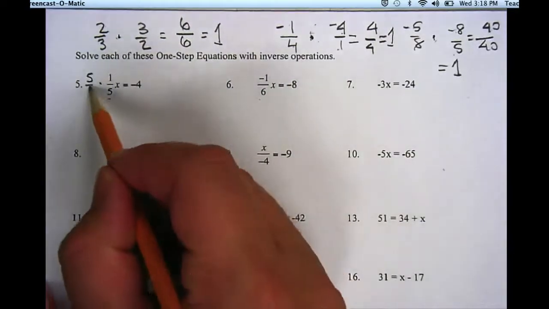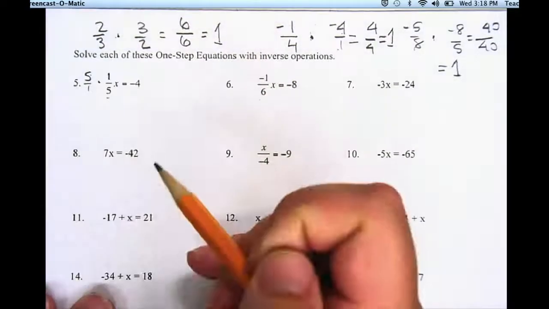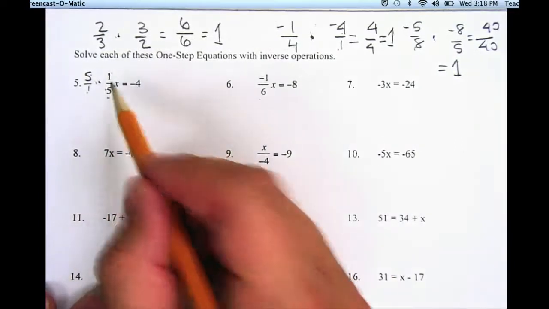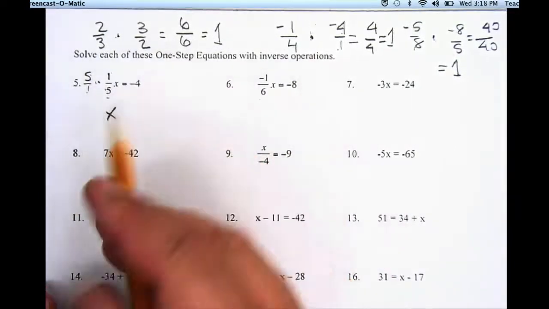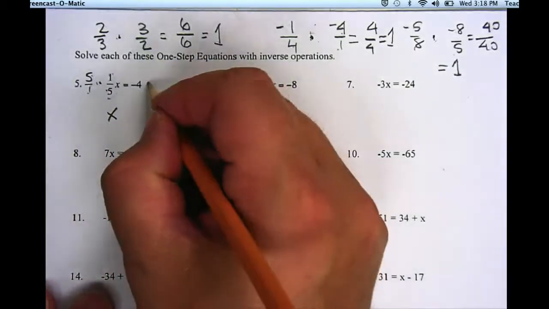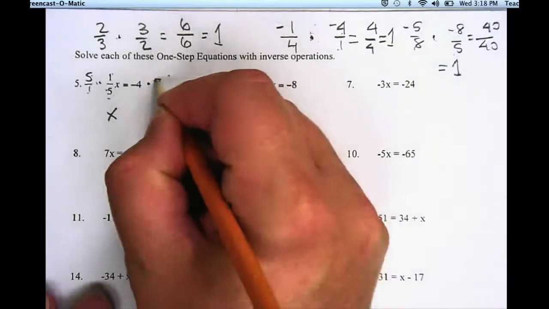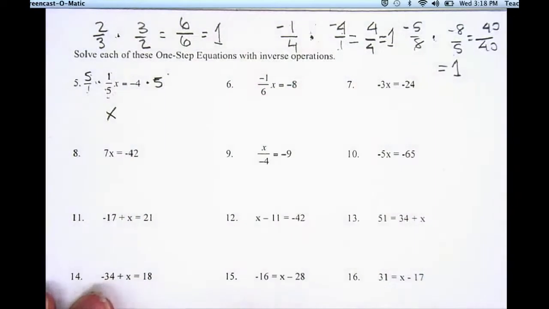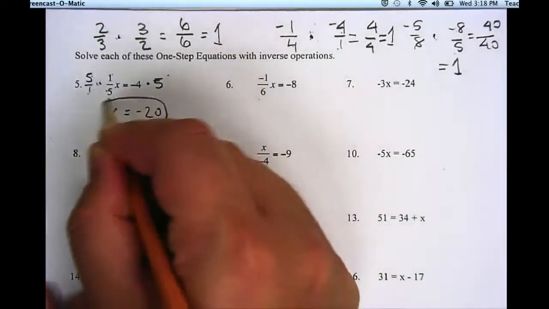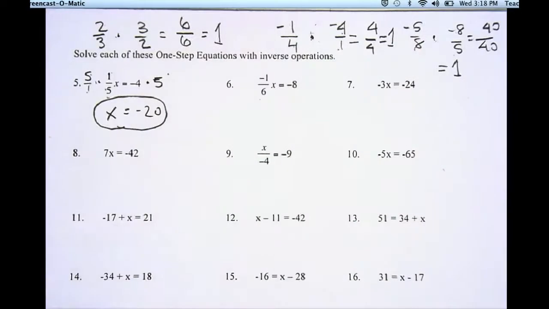Now let's see what happens. When I multiply this, I get 5 times 1, which is 5, and 1 times 5, which is 5. 5 divided by 5 is just 1x. But if I multiply the one side by 5, to keep the equation balanced, I have to multiply the other side by 5 also. So negative 4 times 5 is going to be negative 20. And that's how I did that problem. I'm not going to go through all those really that slowly again. I just wanted to kind of explain mathematically what's happening.